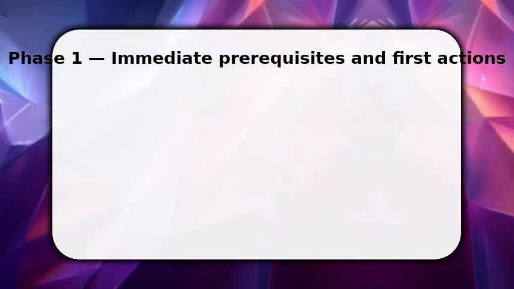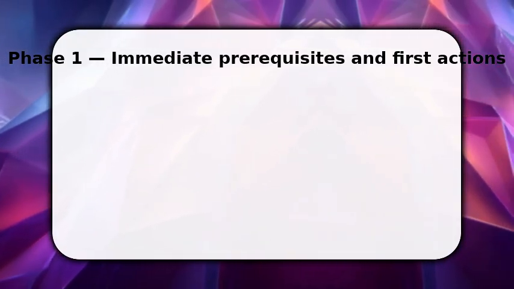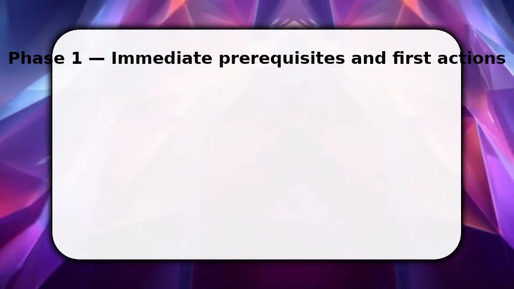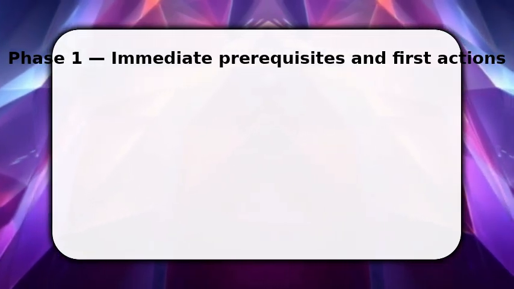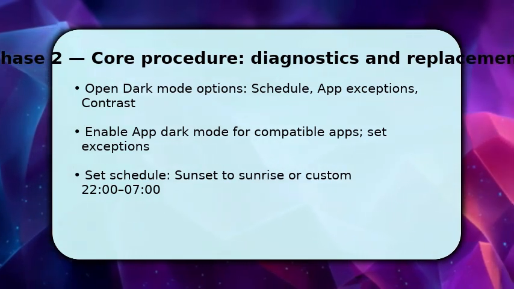You're acting now to change core appearance. This is faster than tweaking each app. Keep an eye on status bar contrast so icons remain readable. Adjust brightness if needed. Once System Dark is on, open Dark Mode options to fine-tune how it applies.